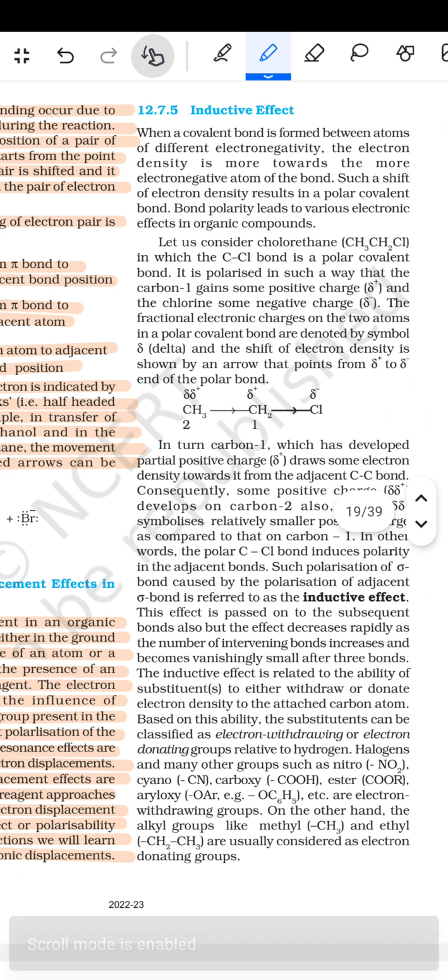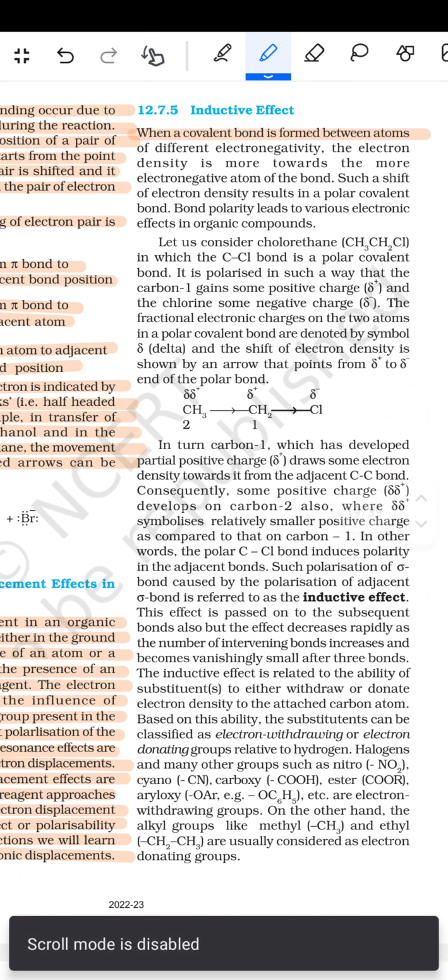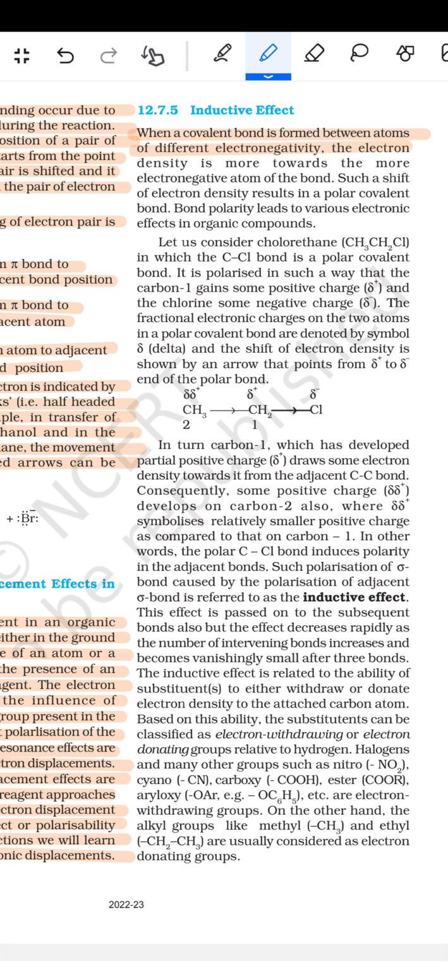Inductive effect. When a covalent bond is formed between atoms of different electronegativity, the electron density is more towards the more electronegative atom of the bond. Such a shift of the electron density results in a polar covalent bond. Bond polarity leads to various electronic effects in organic compounds. Let us consider chloroethane, CH3CH2Cl, in which the C-Cl bond is a polar covalent bond.